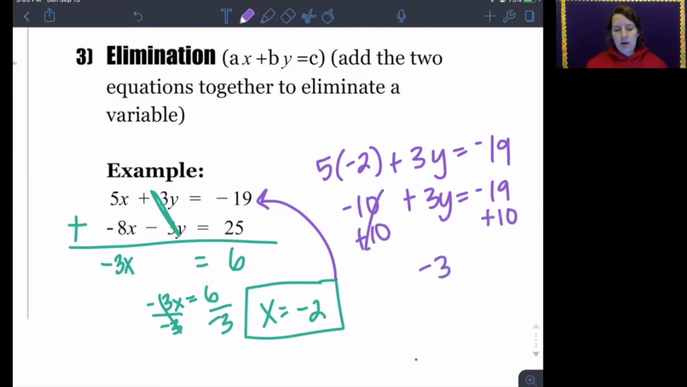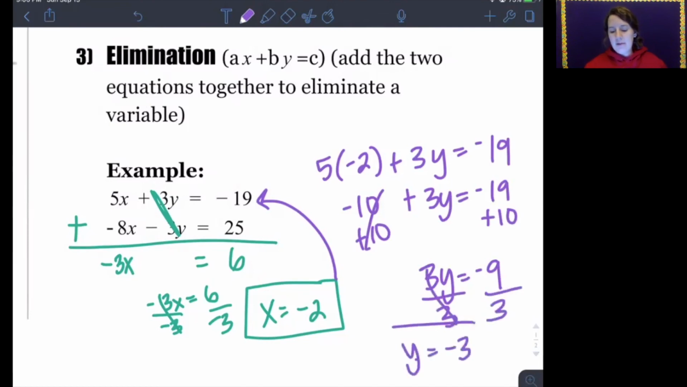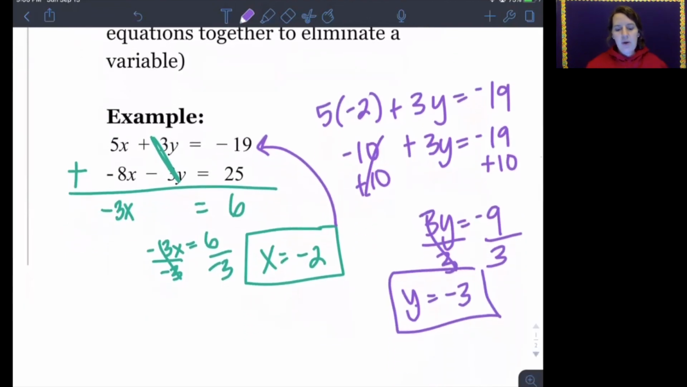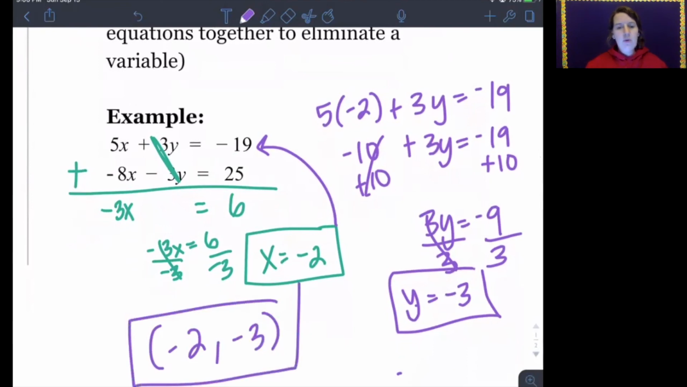So, whoops, I don't know why I put a negative. 3y equals negative 9, and we would divide by 3 on both sides. So y equals negative 3. So for this problem, I could write my ordered pair solution, my xy coordinate, as negative 2, comma, negative 3. Now, once again, if you wanted to plug those in, you could go back and plug them into your original equation.